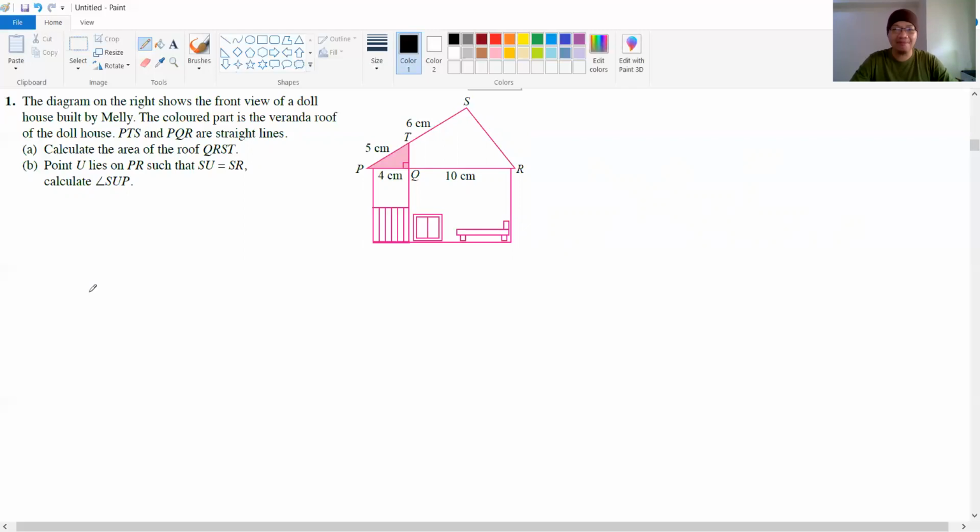Okay, 3D diagram. Sorry, this is a 2D diagram. A diagram on the right shows a front view of a doll house built by Mary. The colored part is a veranda roof. Okay, this is the veranda, the pink color here. Calculate the area of QRST. That means we want to find the area of this unshaded region.